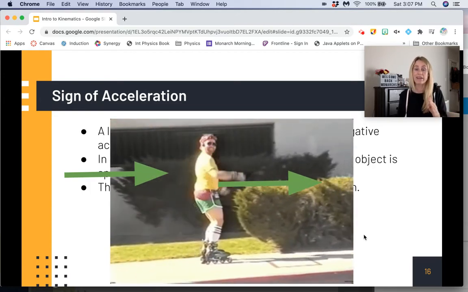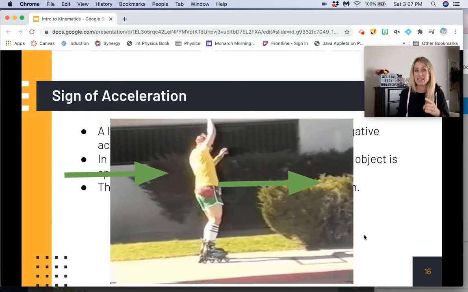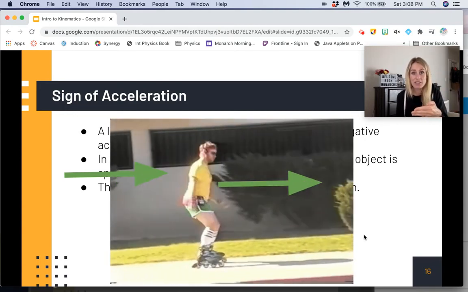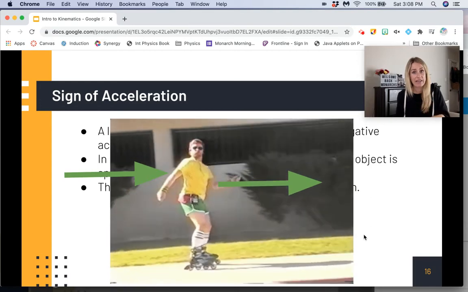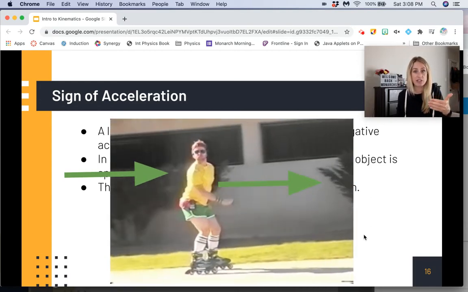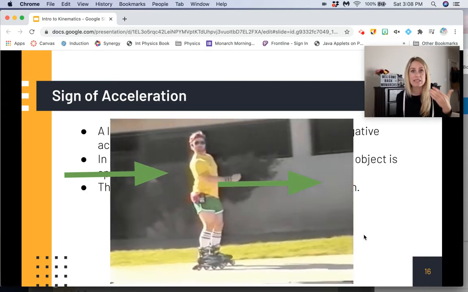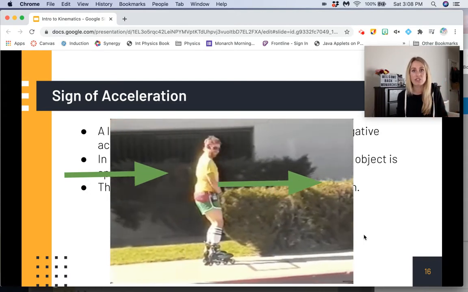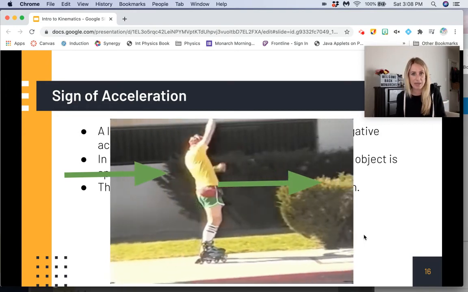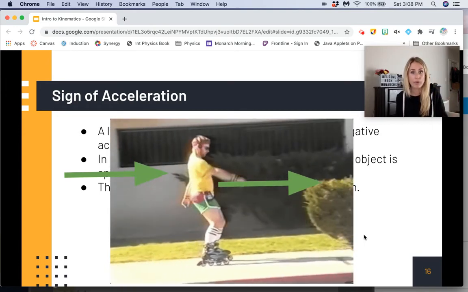Now, the trick here is that if he is instead going in the negative direction, his velocity is negative, but also the acceleration is in the same direction, the negative direction, so he still speeds up. So as long as the acceleration is in the same direction as velocity, he's going to speed up, whether that be both positive or both negative.